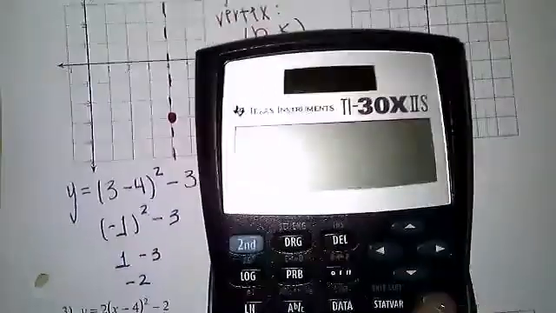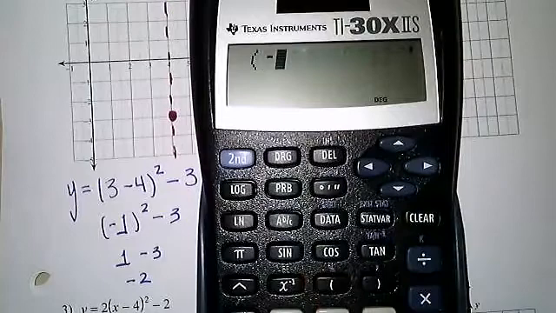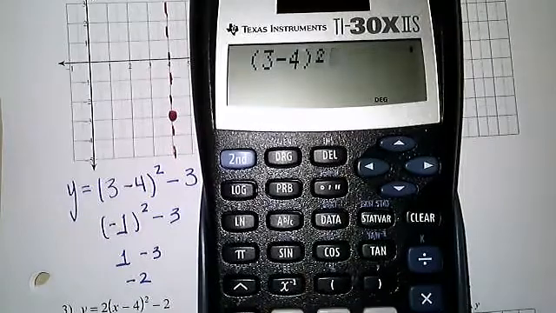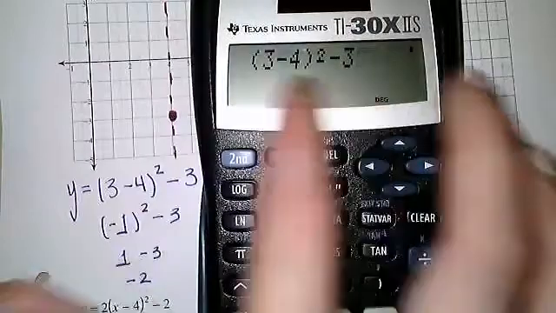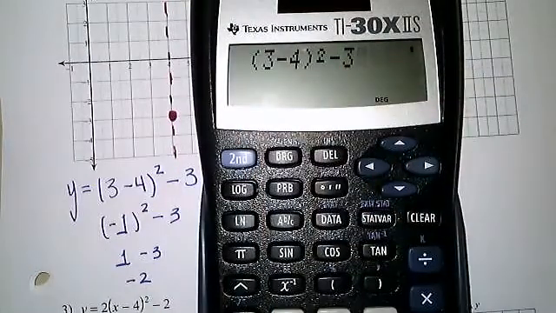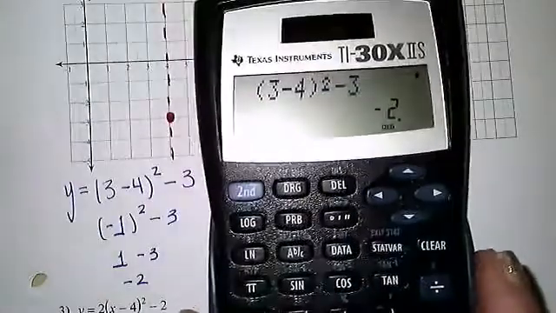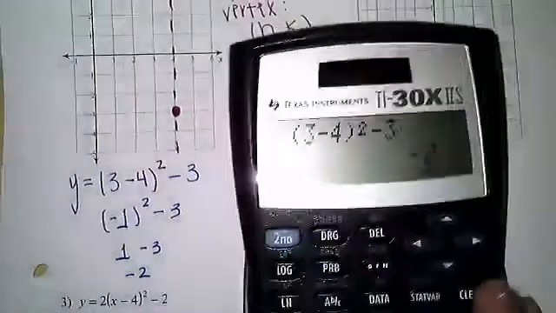A lot of the students will prefer to do this in their calculator. So you do parentheses, 3 take away 4, you want to use your minus button, squared, take away 3. So you don't want to use any negative unless there's an actual negative in the front. And it looks like we got the same answer. Yay, -2. Good job, PEMDAS people.